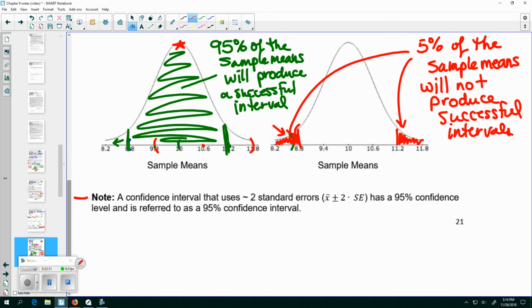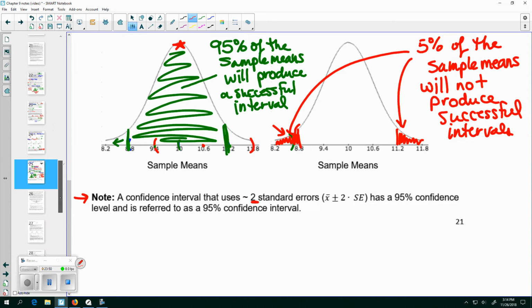All right, so one more note here. A confidence interval that uses about 2 standard errors, so X bar or sample mean plus or minus 2 standard errors, has a 95% confidence level and is referred to as a 95% confidence interval. You're going to find that there's a more exact value to use here, just like in chapter 7. We're going to find it depends on your sample size.